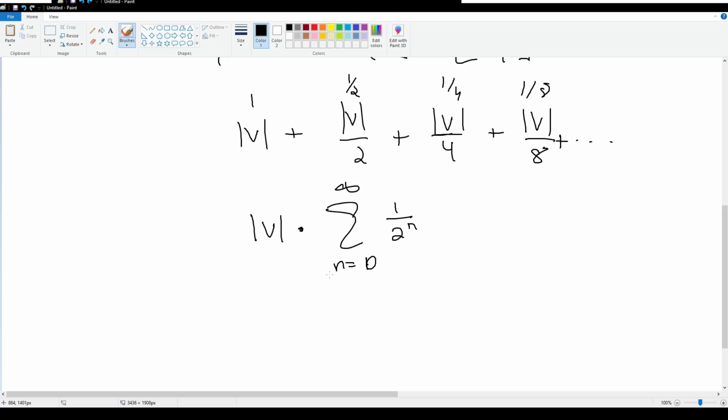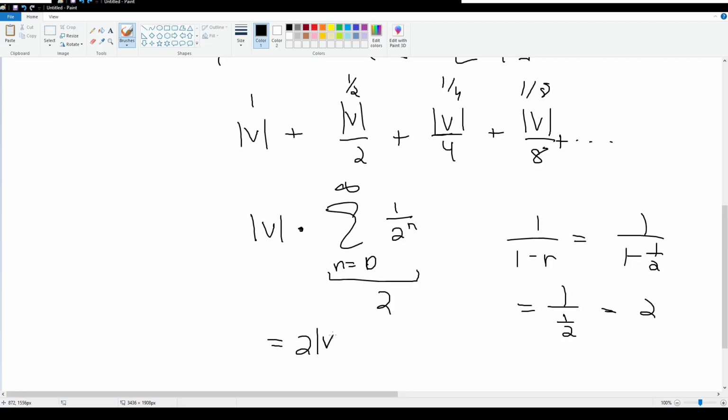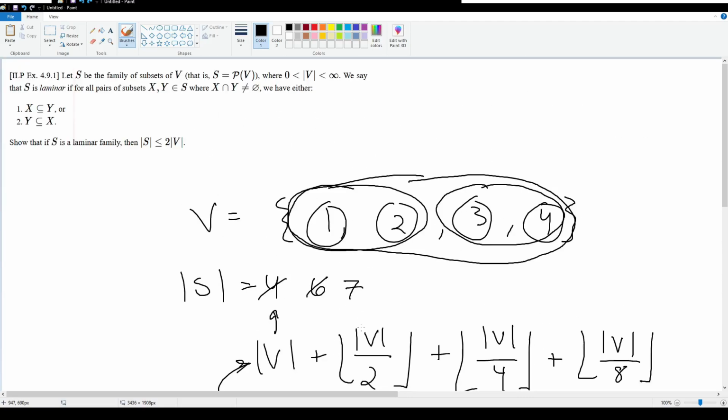And now, what does this series converge to? Well, it's going to be 1 over 1 minus r. We can tell this is a geometric series, right? What's the common ratio, or the geometric ratio? What gets multiplied at each step is 1/2, right? 1 to 1/2, that's 1/2. 1/2 to 1/4, that's 1/2. So this is going to give us 1 over 1 minus 1/2, which is 1 over 1/2, or 2, right? So this is 2, and so this is going to be equal to 2 times the number of elements in V. Right, so there it is.